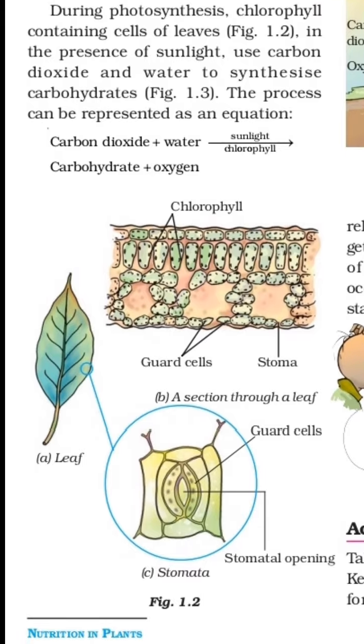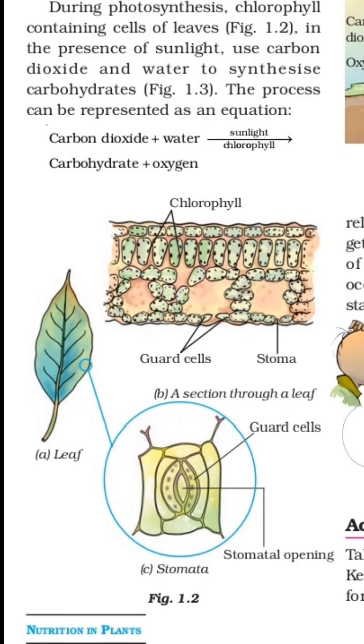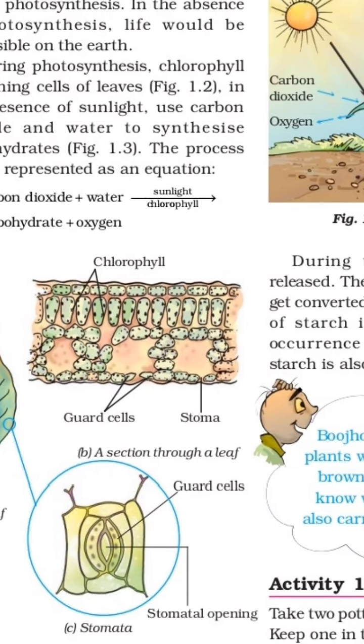Now here, some diagrams are given. Figure 1.2: the first diagram is a leaf, and the second diagram is a section through a leaf. In the leaf, chlorophyll is present, guard cells are present, and stomata are present. Downside in figure C, the stomata opening and guard cells are shown, as in figure 1.2, A, B, and C.